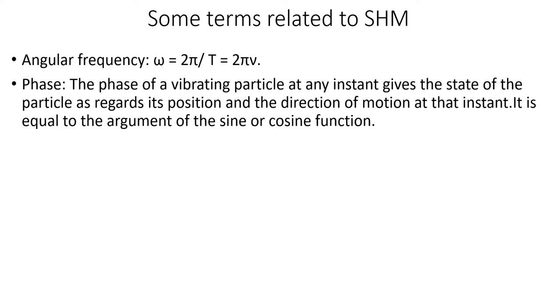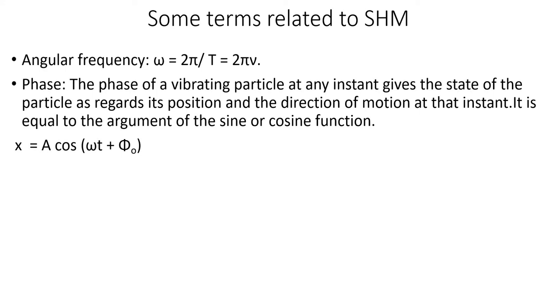And next one is phase. Phase of a vibrating particle at any instant gives the state of the particle as regards its position and the direction of motion at that instant. Phase gives an idea of where that object is at that particular instant. If we know the phase of the particle, we can say where that object is at that instant. And it is equal to the argument of the sine or cosine function. What is meant by argument? Argument means angle, no? So it is the angle of the sine or cosine function.